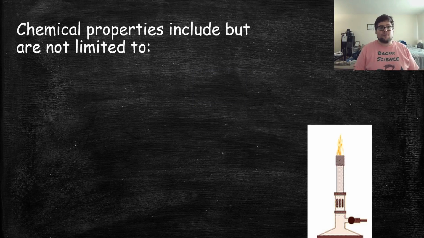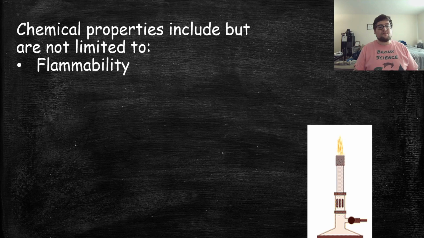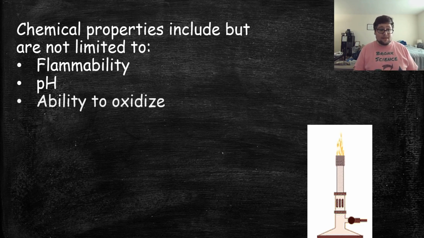So let's look at some chemical properties. Remember, these are all based on chemical reactions. There's flammability, the ability of something to go through a combustion reaction. pH, which has to do with its ability to change the acidity level in a substance or in a solution. And the ability to oxidize. In this case, we're defining oxidizing as reacting with oxygen.